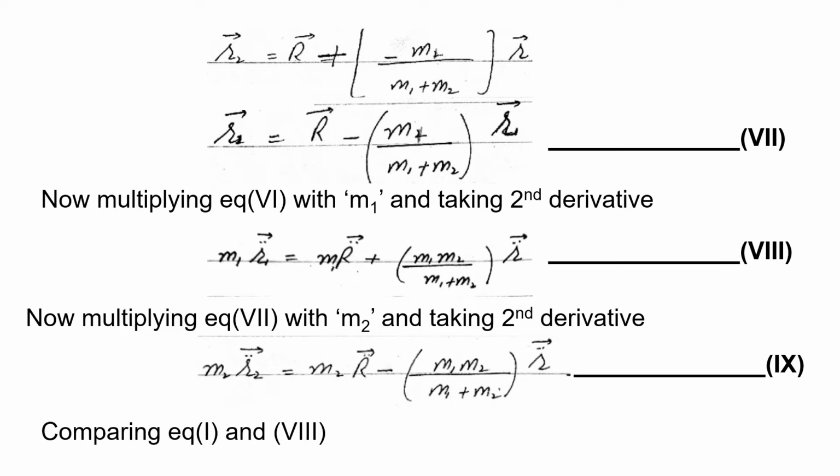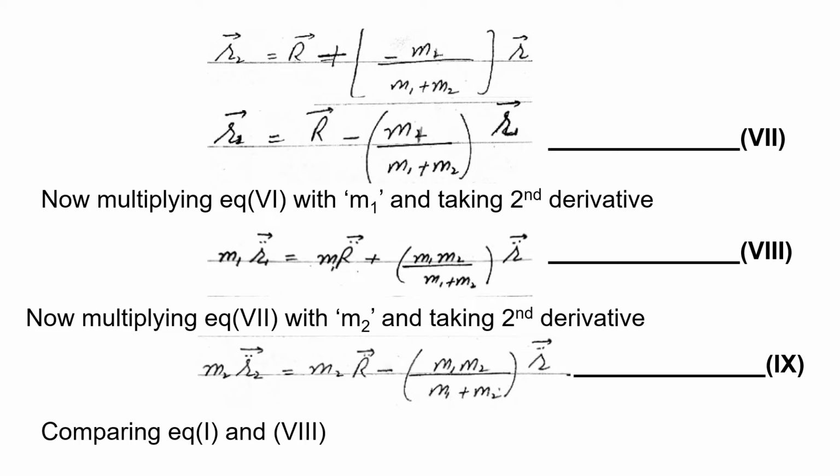Now multiplying equation 6 with m1 and taking the second derivative, we have m1 r1 double dot = m1 R double dot + m1 m2/(m1 + m2) r double dot, giving that equation number 8. Now multiplying equation 7 with m2 and taking the second derivative, m2 r2 double dot = m2 R double dot - m1 m2/(m1 + m2) r double dot, giving that equation number 9.